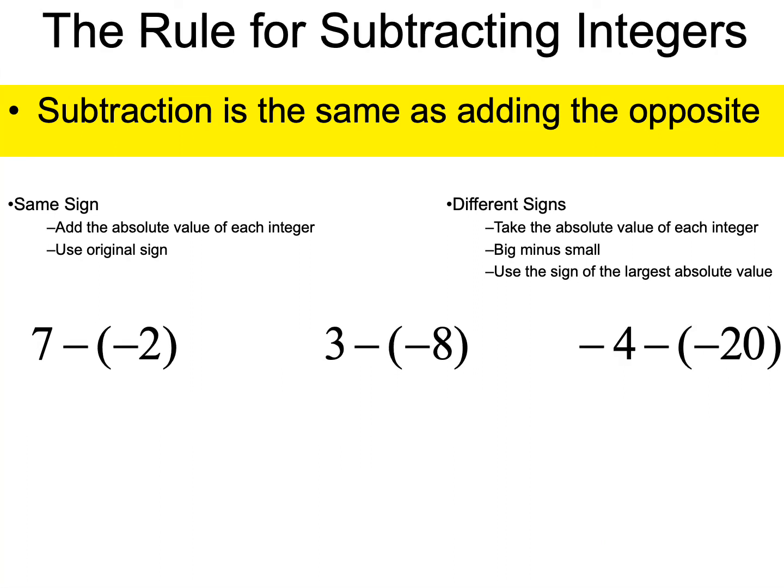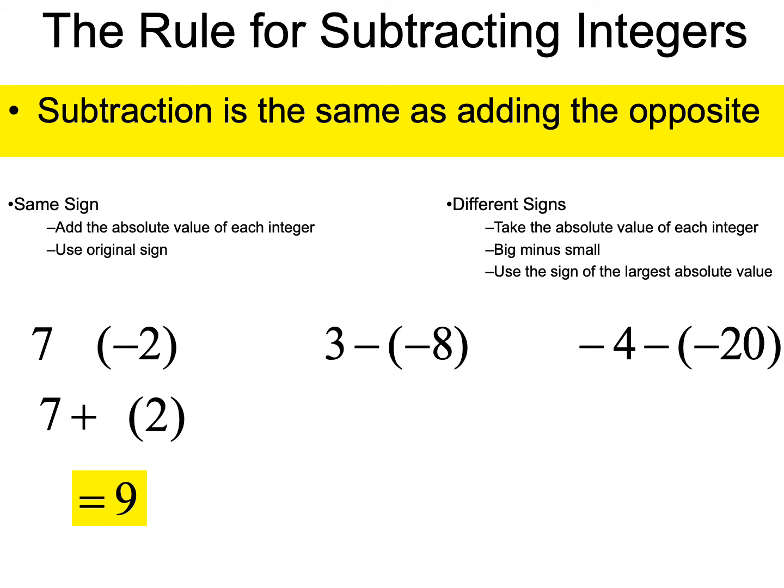All right, let's do some more challenging ones. Lots of negatives. All right, the first one, 7 minus negative 2. I don't get rid of both minus signs. I get rid of the first one. 7 plus, the opposite of negative 2, is positive 2. Now look, I got the same signs. 7 plus 2. I don't need any rules to tell me that answer is 9.